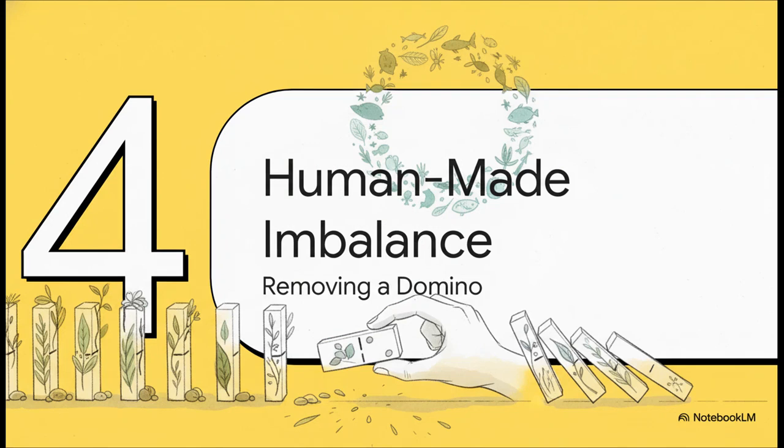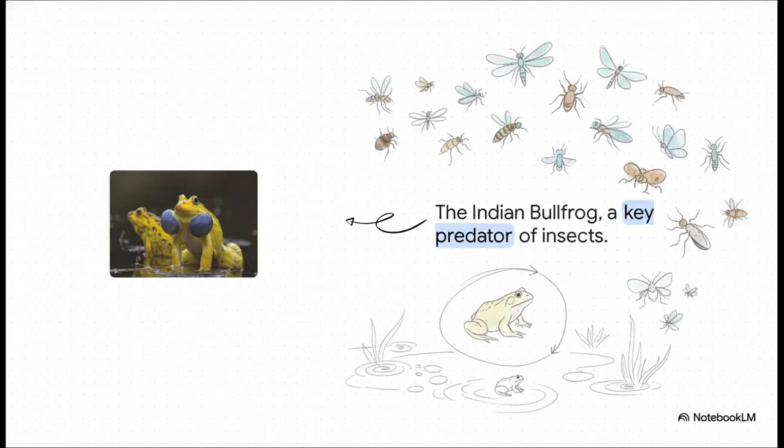Okay, so we've seen how nature has its own delicate balancing act. But that story is also a bit of a warning. What happens when we humans come along and just forcefully knock over a domino that was never, ever supposed to fall? I want you to meet the Indian bullfrog. In its neck of the woods, it plays a super important role. It's a major predator of insects, keeping their numbers from getting out of control. It is a critical piece in its local food web.